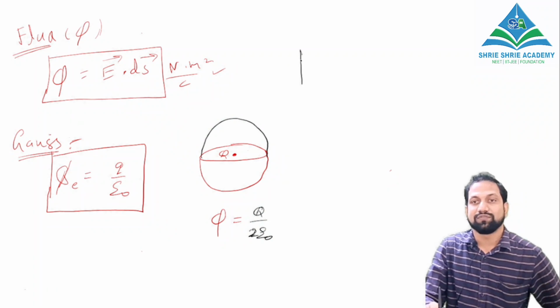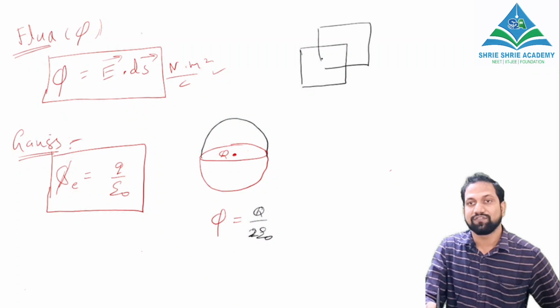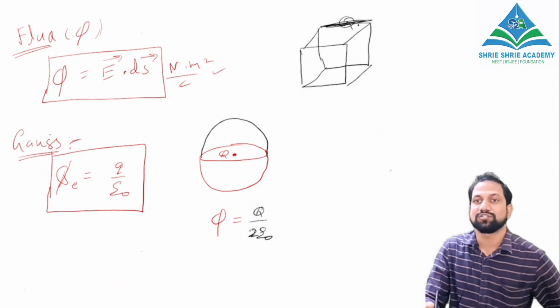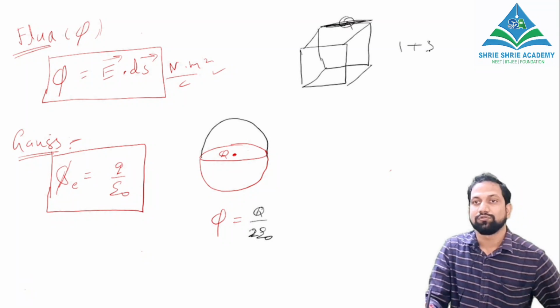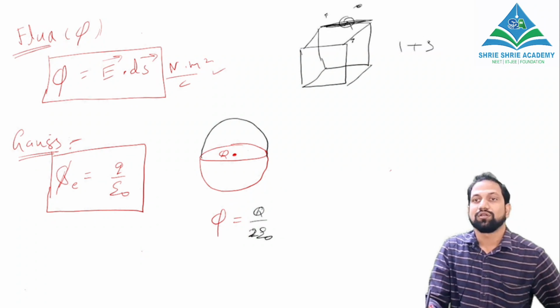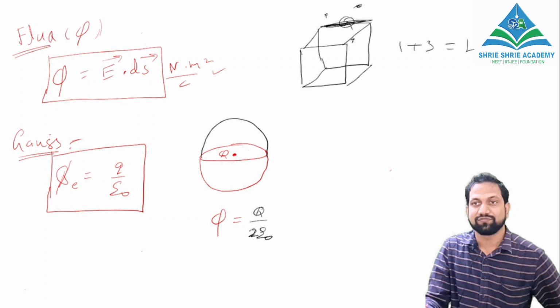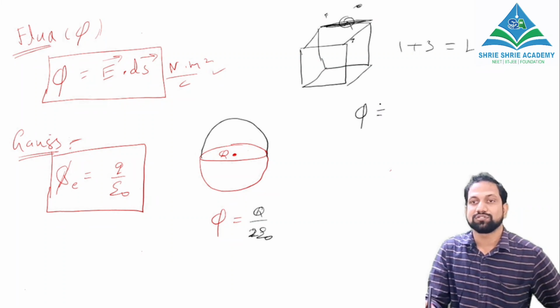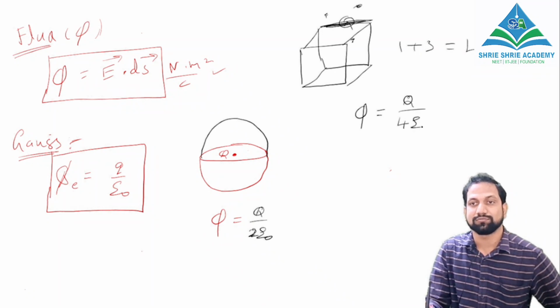For example, if there is a cube, and on the edge of the cube they have placed a charge. Edge means this side. On the edge we have placed it. Then to cover this charge totally, we need three more cubes. One is here, another is here, another one will be coming over here. So the total number of cubes we need is 4. Then the flux through each cube will be total charge by 4 epsilon naught.